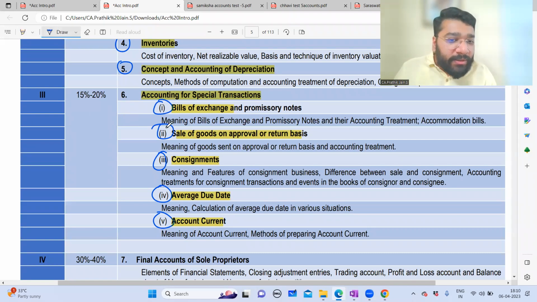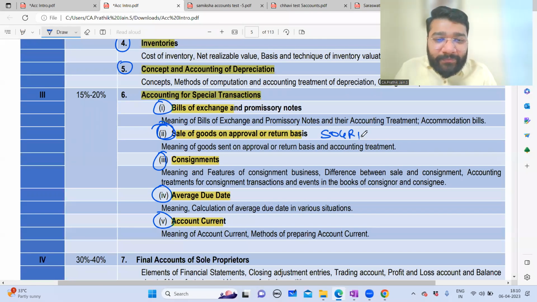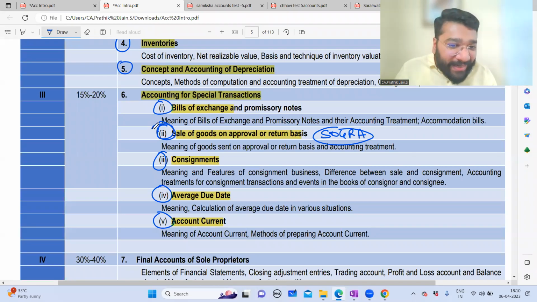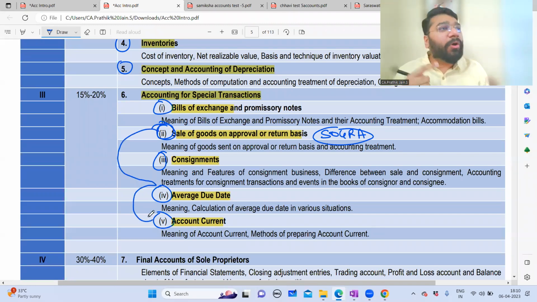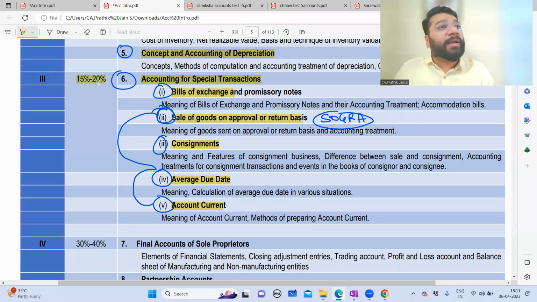Or between sale of goods on approval or return basis. In short, this is too big, so I call this SOGRA. Sale of goods on approval or return basis. SOGRA in Marwadi, it's an eatable item. So this is something which is easy for me to relate. Generally, the second, fourth, and fifth all have an OR question. So either you get a question of SOGRA or average due date, or SOGRA or account current, or average due date or account current. And this will be for 5 marks maximum. So the sixth chapter comprises 5 units, and this will in turn take a total weightage of 15 to 20 marks easily.